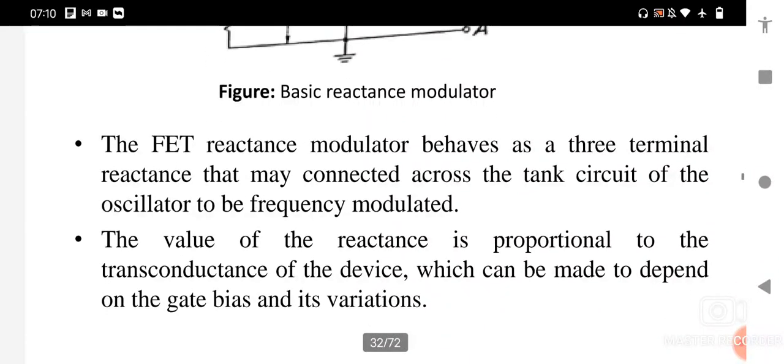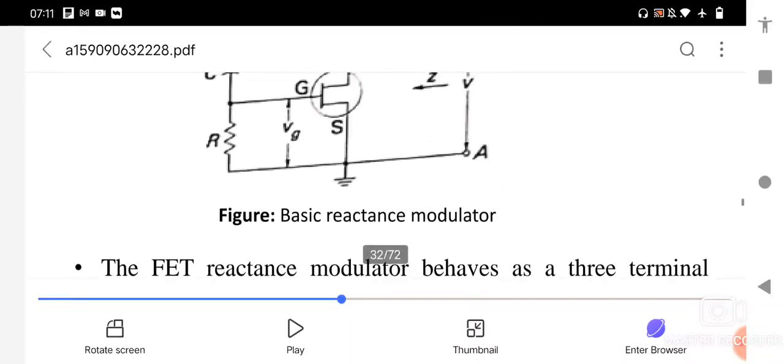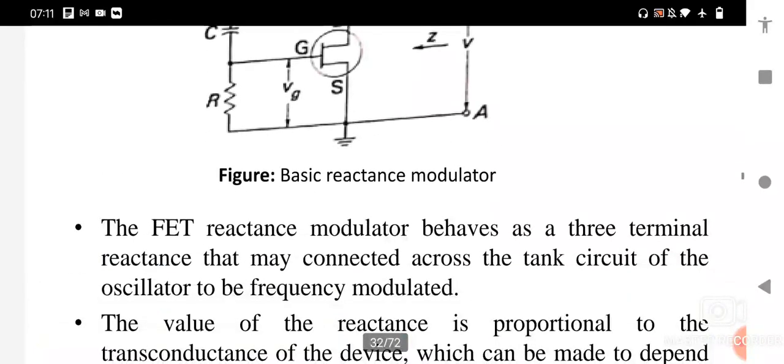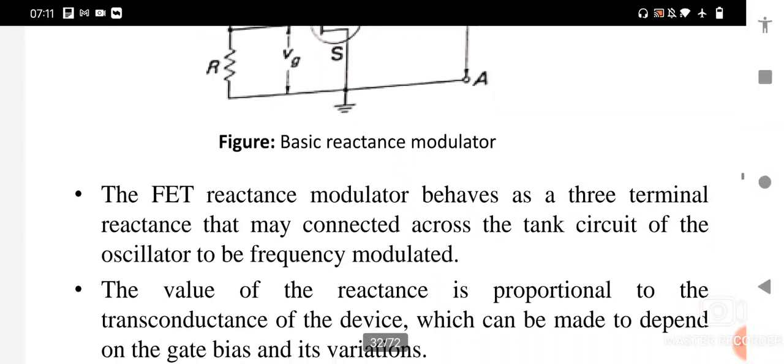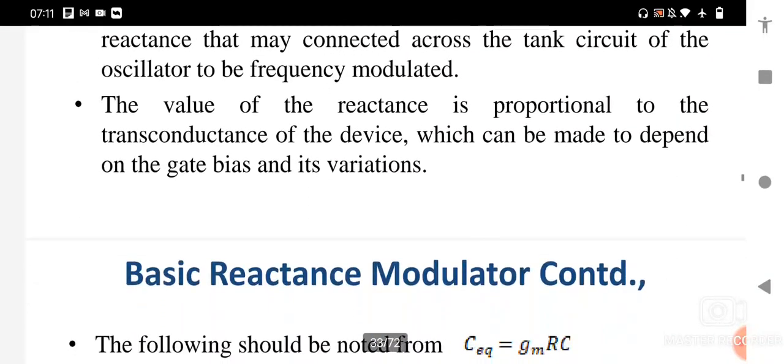Here the value of the reactance is proportional to the transconductance of the device. So the FET reactance is directly proportional to the transconductance of the device. What is the transconductance? As already known, it can be made to depend on the gate bias and its variations.